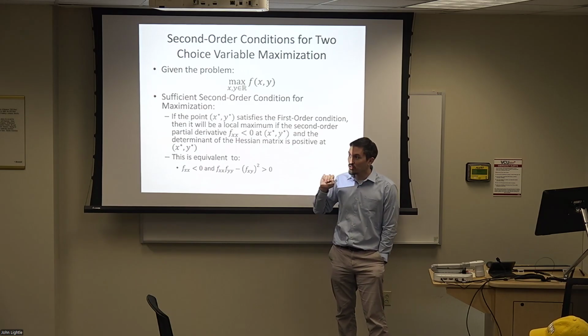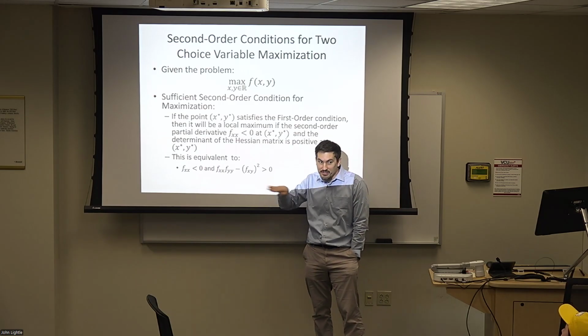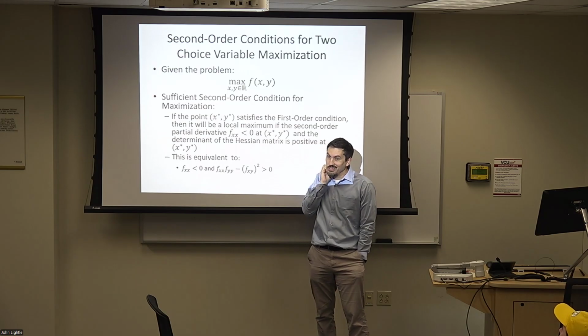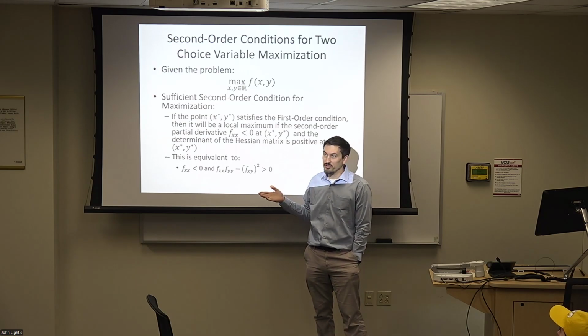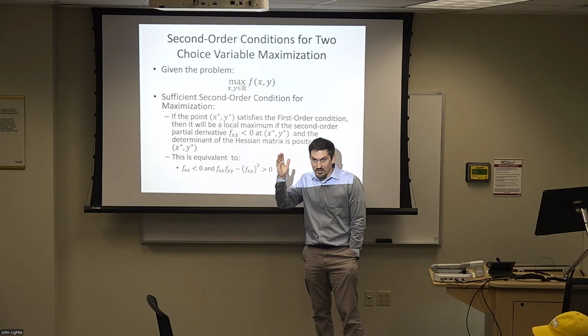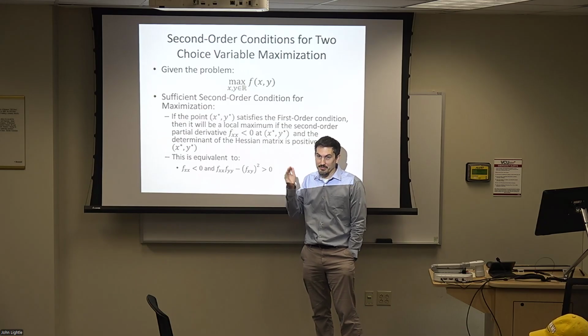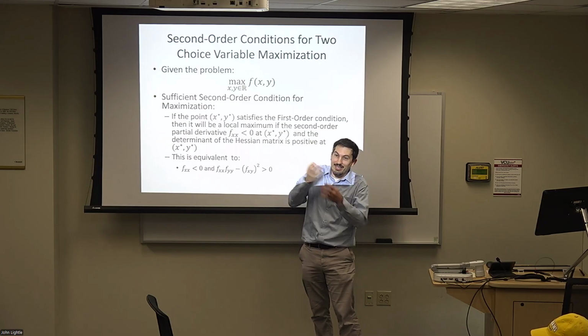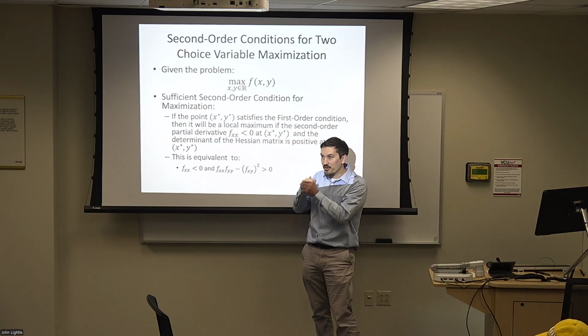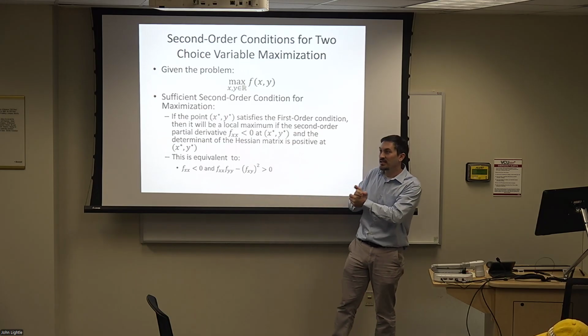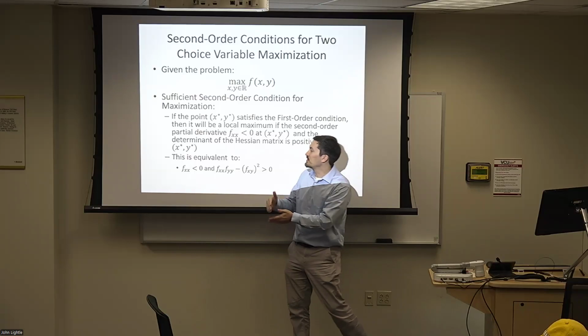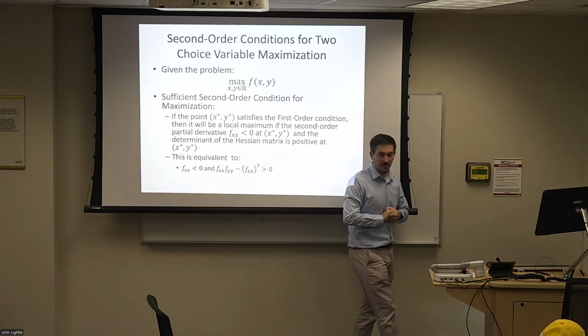Remember, you only look at this after you've satisfied the first order conditions. If I give you a problem, first thing you do, try to solve the first order conditions for optimization. You might get a candidate then for X and Y. Now you're looking at this candidate. Is it indeed a maximum? That's when the second order conditions would be relevant.